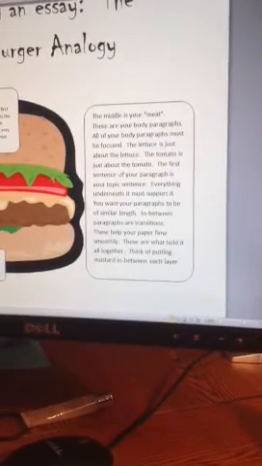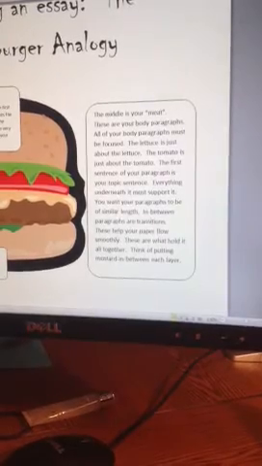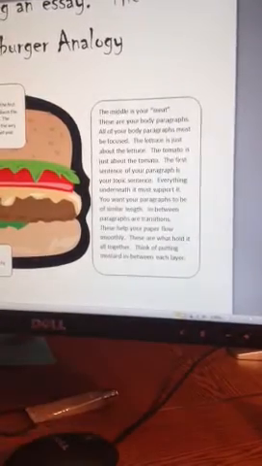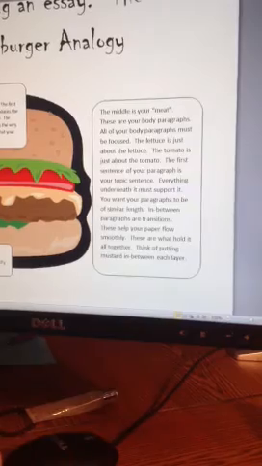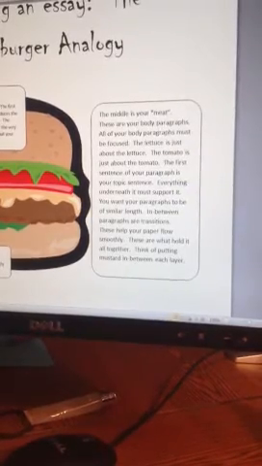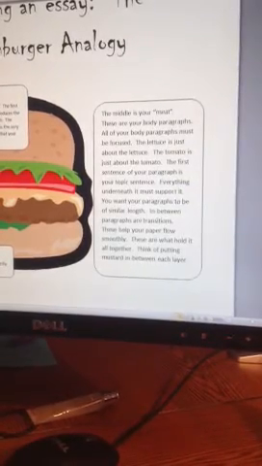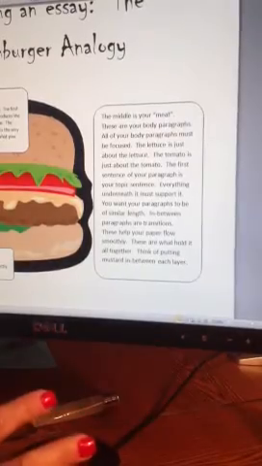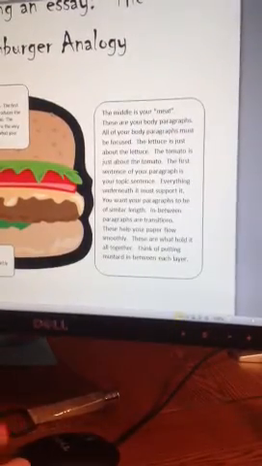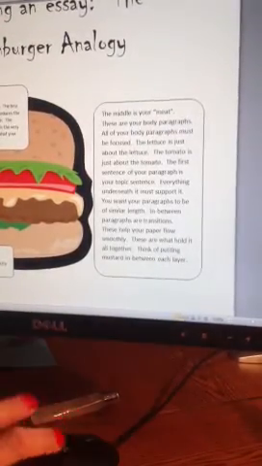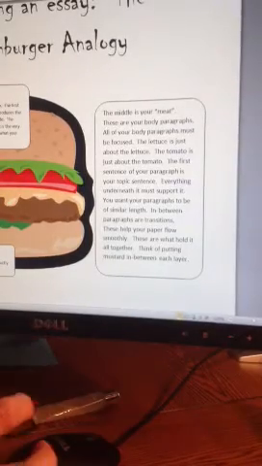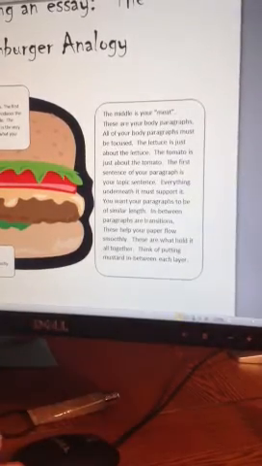The lettuce is just about the lettuce. The tomato is just about the tomato, and so on. The first sentence of your paragraph is your topic sentence, and everything underneath it must support it. You want them to be of similar length. In between paragraphs are transitions, so think of this like the mayonnaise and mustard. These are like the things that hold your essay together. They help it flow.